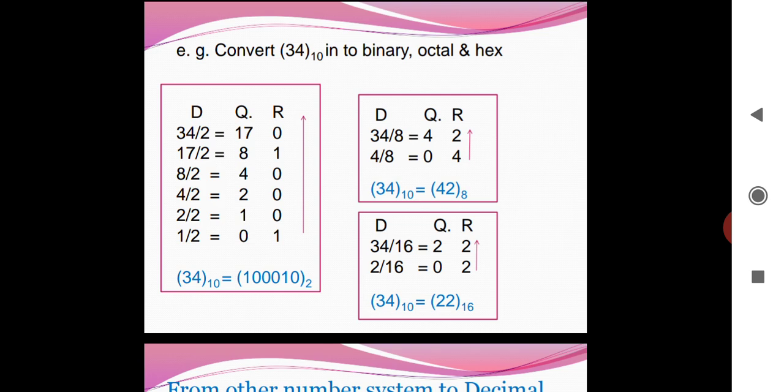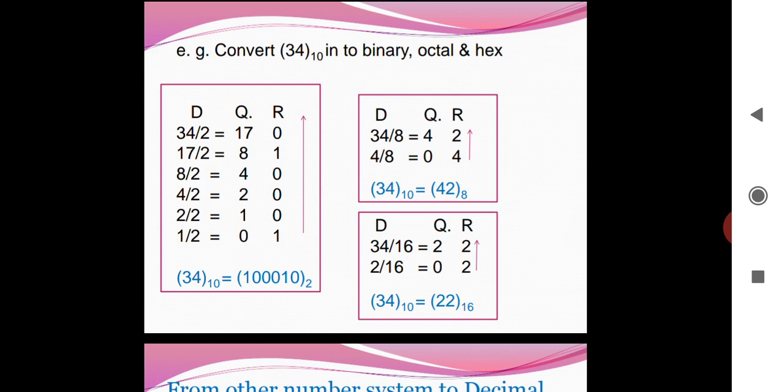Take this new quotient as the next number, 17 divided by 2. So quotient is 8, remainder is 1. Continue this process of dividing the next quotient until the quotient comes to 0. And whatever your remainders are, write down those remainders in reverse order, so that the equivalent of 34 is 100010. So this is the conversion of decimal 34 into binary.